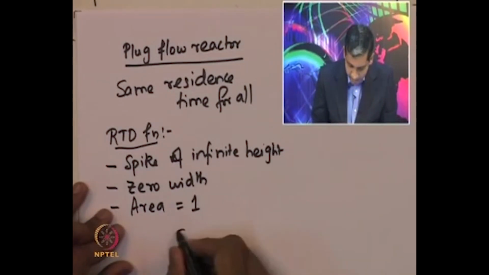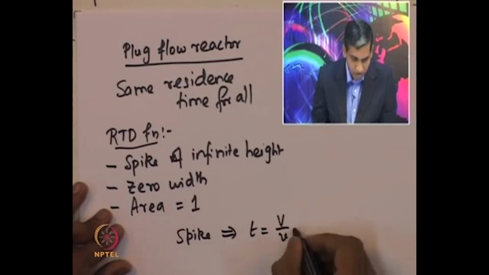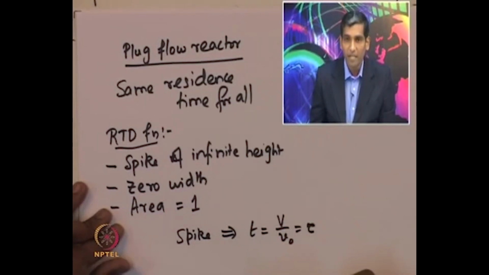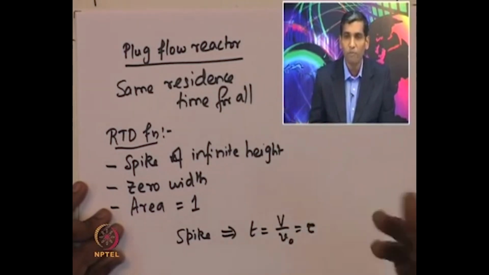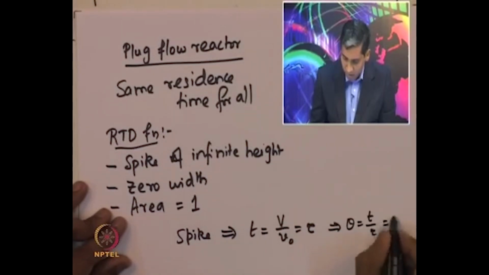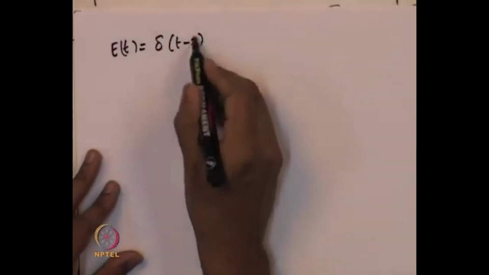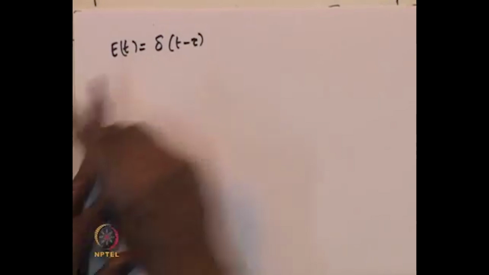So, the spike will be exactly at t equal to V by v naught, that is equal to tau, which is the space time of the reactor, and because there is no dispersion, the space time of the reactor will also be equal to the mean residence time of the reactor, or in non-dimensional terms, theta equal to t by tau, that is equal to 1. So, because of these properties of the RTD function for the plug flow reactor, the E curve should simply be represented by the Dirac delta function centered at the space time of the reactor. This is the Dirac delta function.